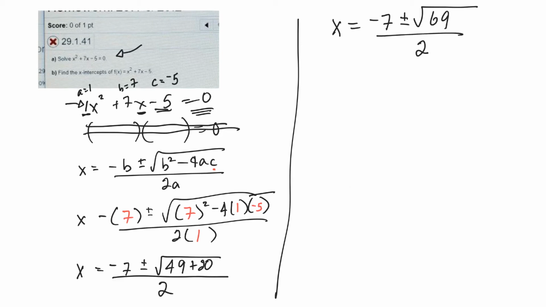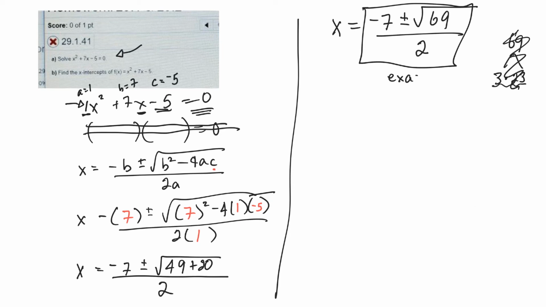Now 69, I always like to try and simplify those. I think 3 will go into that, what's that, 23 times? Yeah, neither of those numbers you can break down at all. So yeah, 69 you can't break down. So that would be my answer. x is equal to negative 7 plus or minus the square root of 69 all over 2. This would be an exact answer, and that's typically what they're asking for.